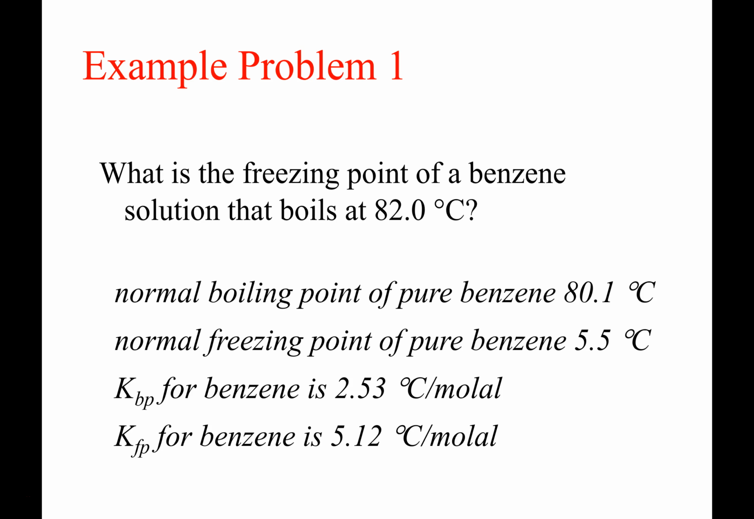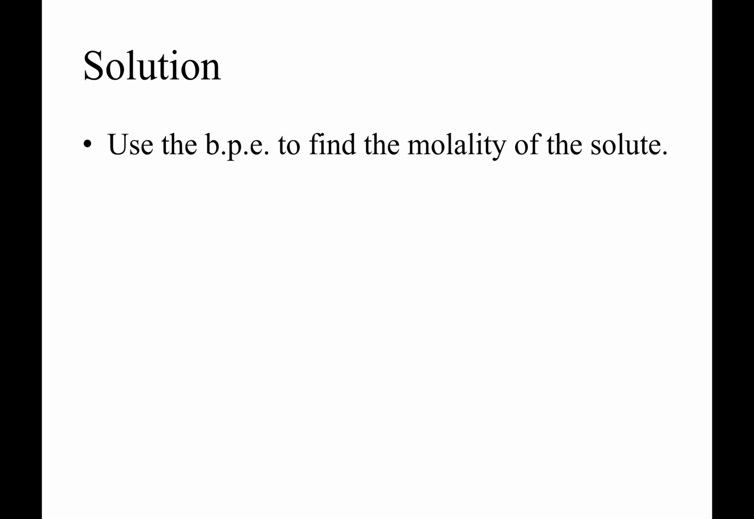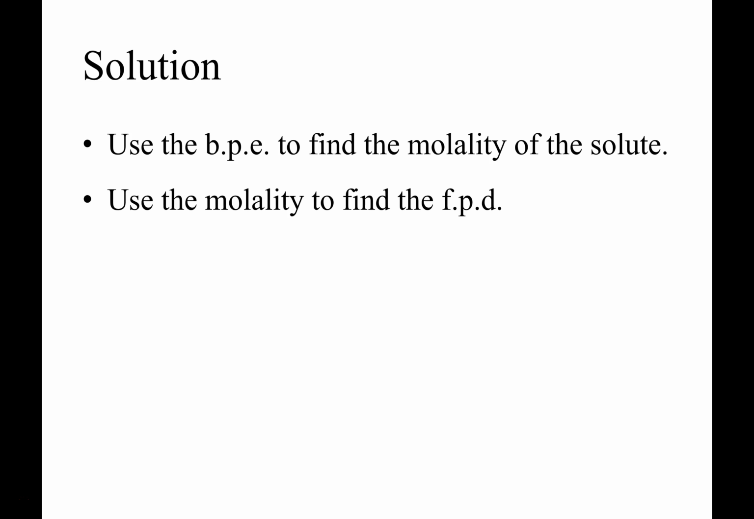So the strategy here is basically to use the boiling point elevation to knock out the molality of that secret solute that's doing the elevation. We need to know the molality. It's a colligative property. We don't need to know the identity. We only need the molality. Once you have the molality, we can stick that into the freezing point depression equation and find the depression. We apply the depression to what it freezes at when it's in its pure state. So it's a three-pronged approach.